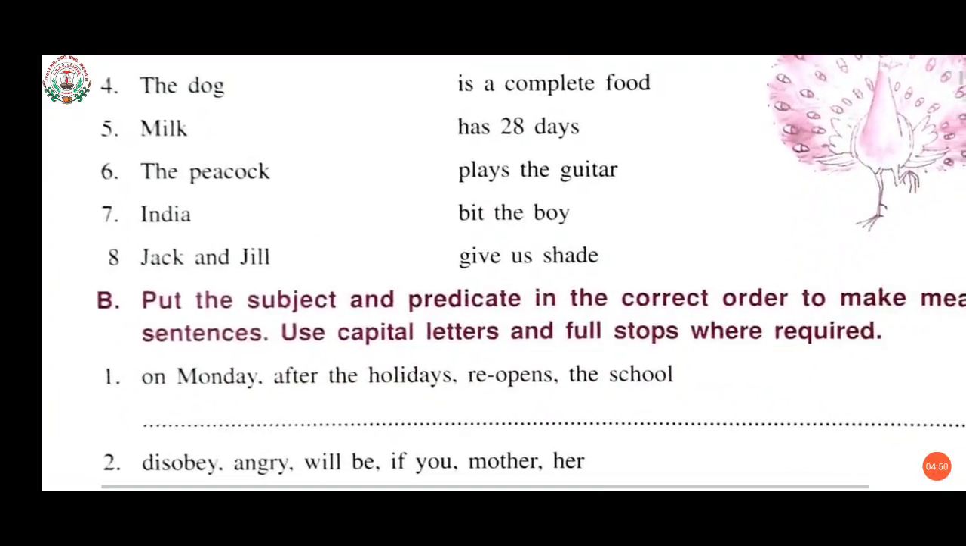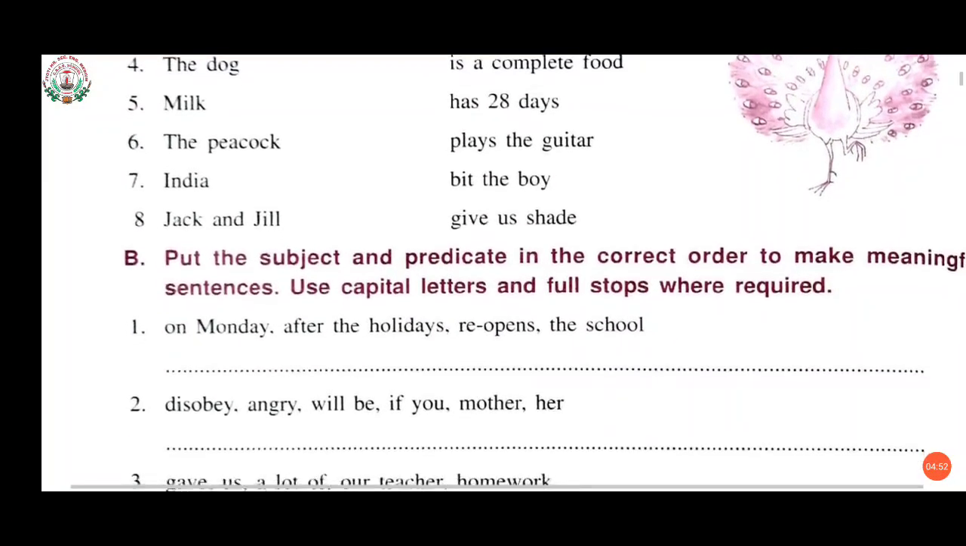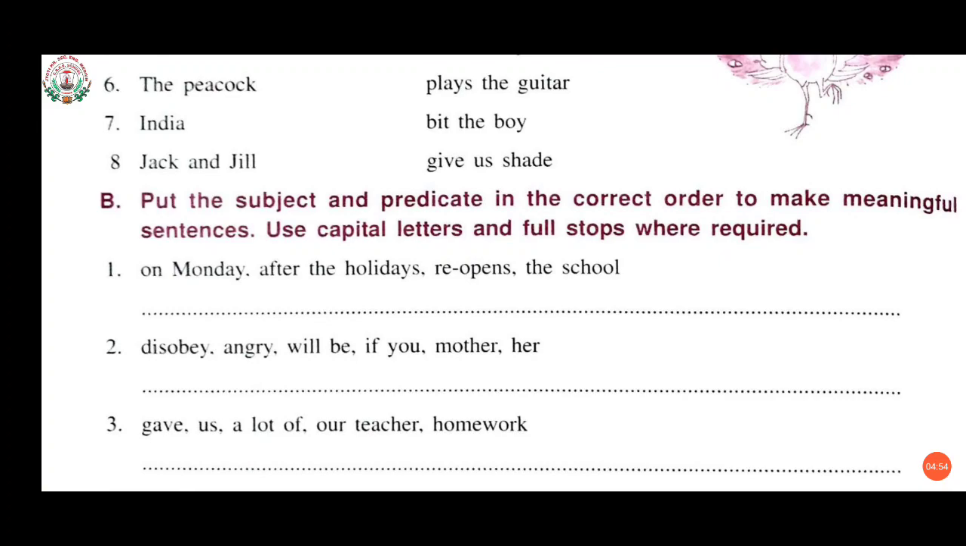Now come to B1. What is given in B1? Put the subject and predicate in the correct order to make meaningful sentences. Use capital letters and full stops where required. We have already learned where we should use capital letters and punctuation marks. So, we have to form a sentence here that should be meaningful.